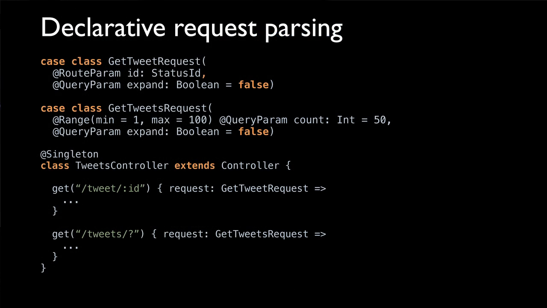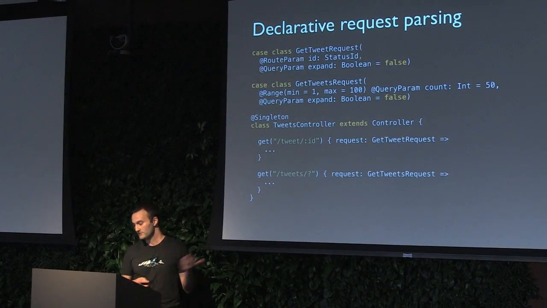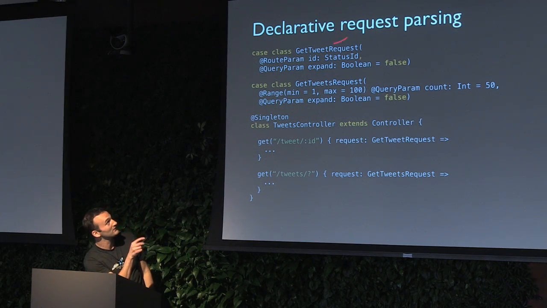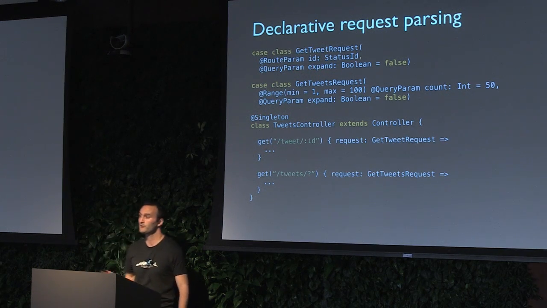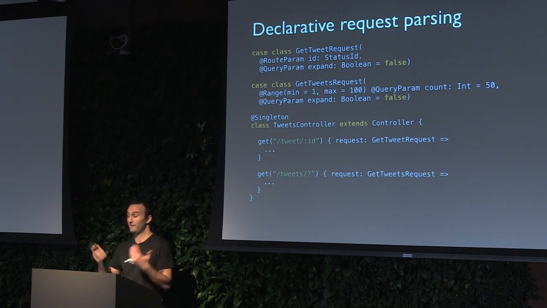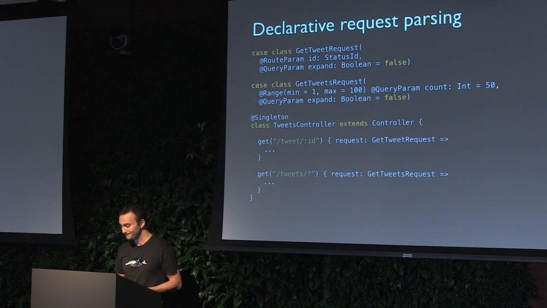We fully support declarative request parsing. So this is really similar to how we parse JSON. You could also use this for things like GET requests. So in the top of the example, you'll see we create a custom case class. The route param of ID will be parsed into a status ID object. An expand query param will be parsed into a Boolean. You could do all the validations that I showed in a previous slide. All the type conversions will be done for you. We support required versus optional, and we also support default values.